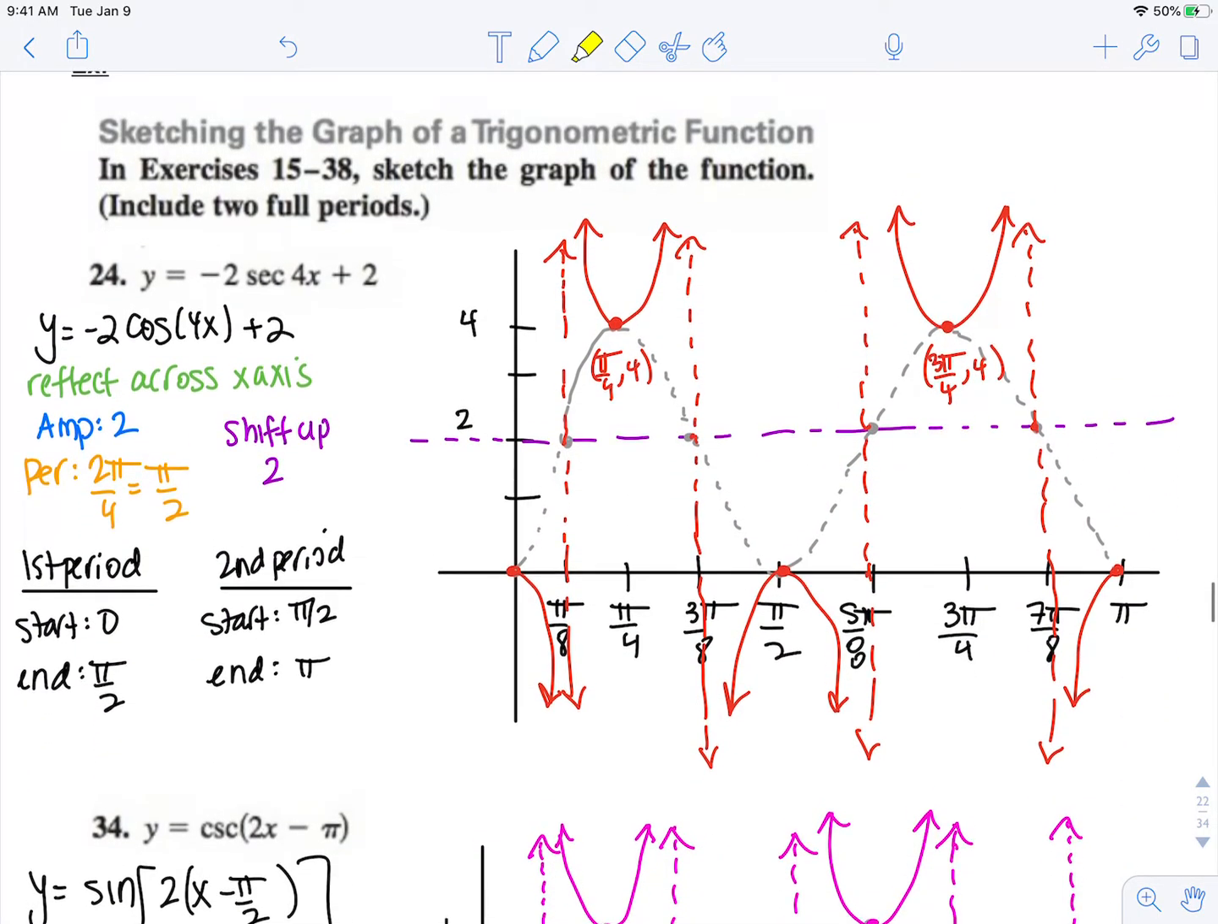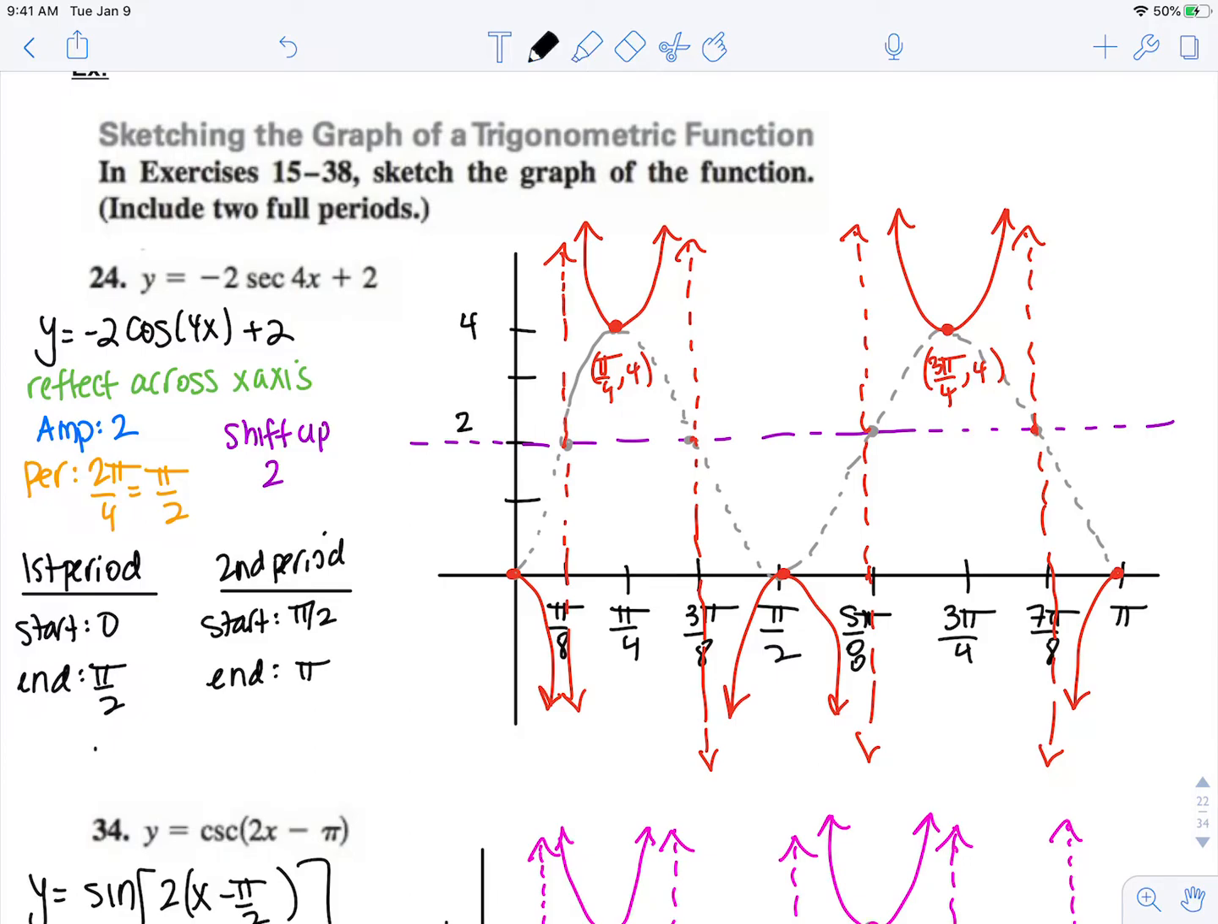Here in number 24, our domain, x cannot be my first vertical asymptote, which happens at pi over 8, plus multiples of half the period, so that's pi over 4n. And the range for one of my lower u's is from negative infinity to 0, union with my upper u, which starts at 4 and goes to infinity.